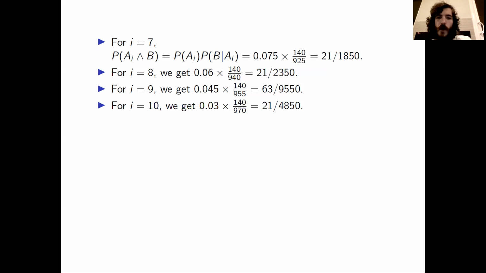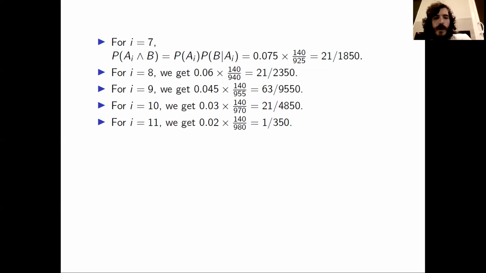Now let's look at I equals 10. The 10th worst team only was given 30 combinations. So the probability that they got the first pick was 30 over 1,000, which is 0.03. We multiply that by the probability that the worst ranked team gets a second pick if the 10th worst team got the first pick. And that is 140, the number of combinations that the worst ranked team has, divided by 970, which is the number of combinations not belonging to the 10th worst team. And this product simplifies to 21 over 4,850.